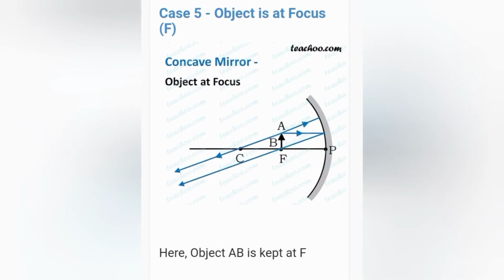In the fifth case, object is placed at focus. We draw a line from the point A of the object parallel to the principal axis. After reflection, it passes through the focus. We draw another line from the point A which, after reflection, passes through the center of curvature. Since both the reflected rays are parallel to each other, they never meet, and thus the image is formed at infinity. The image formed is highly enlarged, real and inverted.